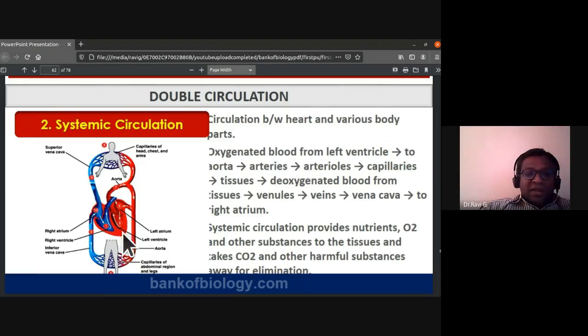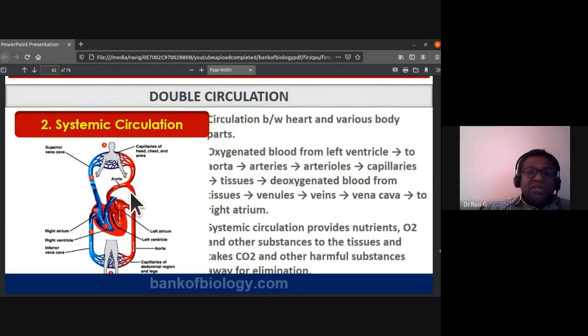So the oxygenated blood from the left ventricle is carried by the aorta, and from the aorta to arteries, arteries to arterioles, then capillaries, and from capillaries to the tissues. The oxygenated blood is supplied to the tissues. The deoxygenated blood from the tissues flows through the venules, veins, vena cava, to the right auricle.